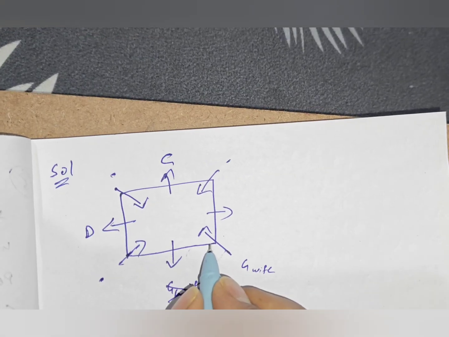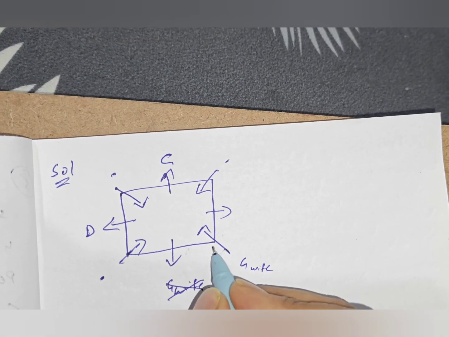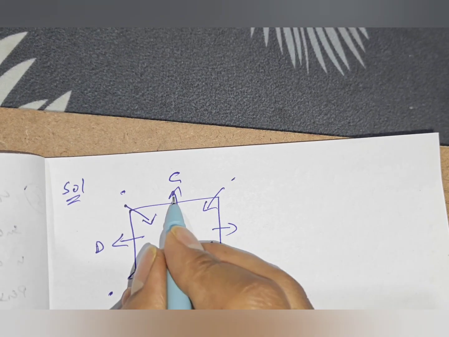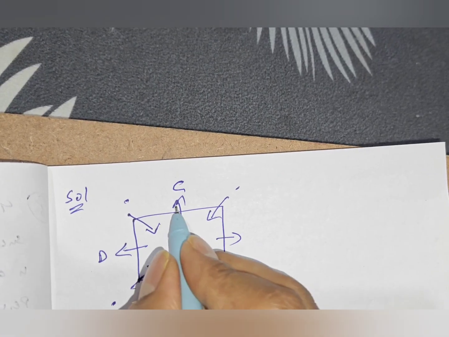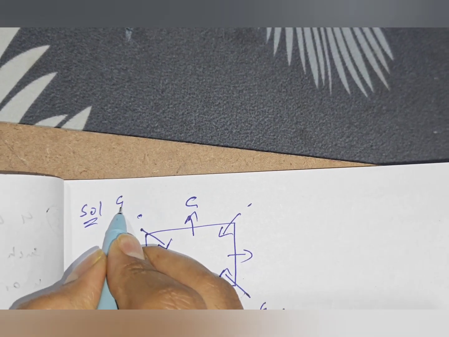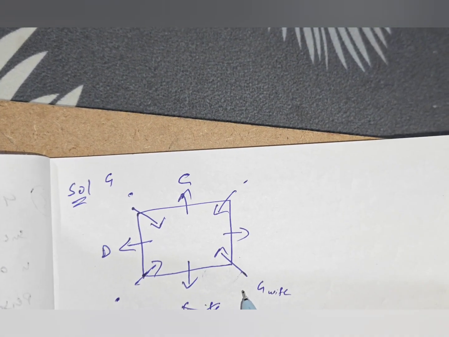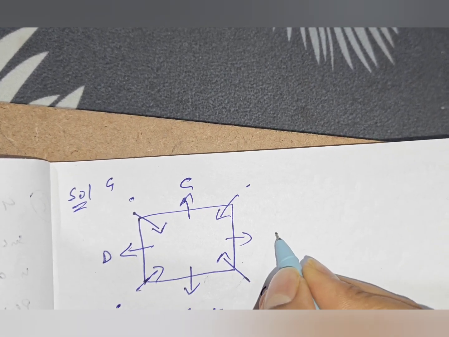And it is facing inside. So fourth to the right: 1, 2, 3, 4. So G can be placed here. And one more place we will check.